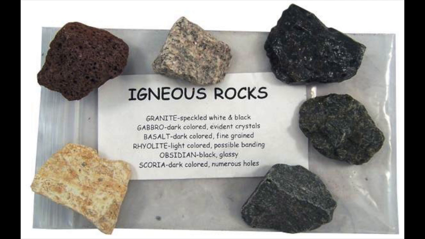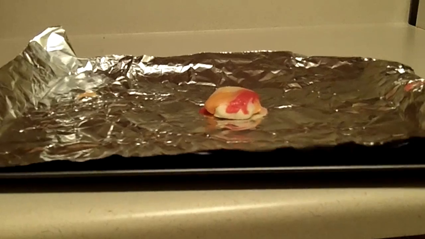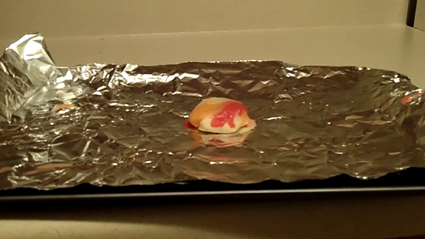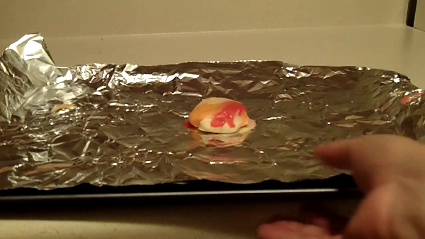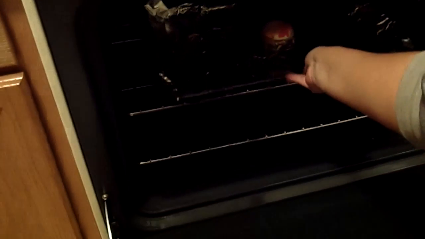We will move on to the igneous rock part of the cycle. Igneous rock is formed when rock is melted and expelled from a volcano. Obviously we can't have a volcano here in my kitchen, but what we're going to do is take our metamorphic rock and put it back into the oven to be completely melted down into our candy magma, which will represent magma of an actual rock.